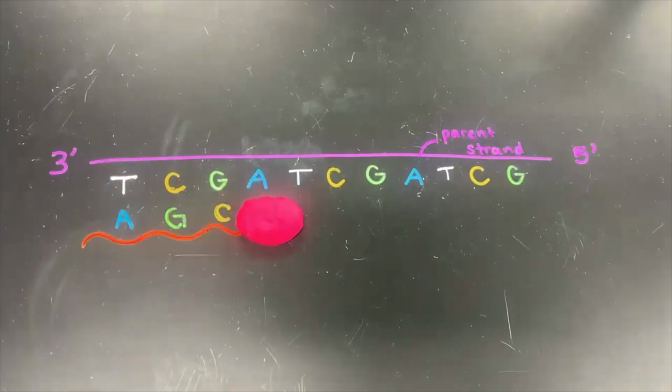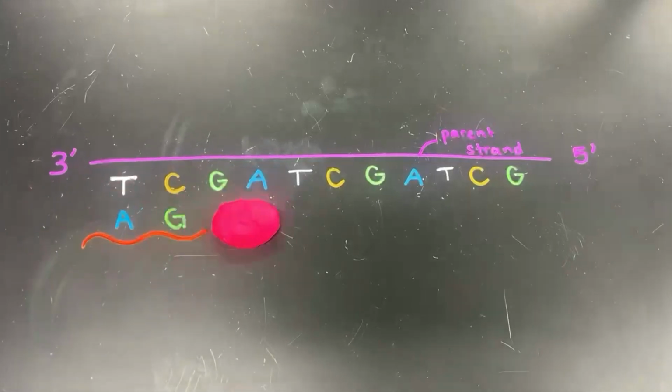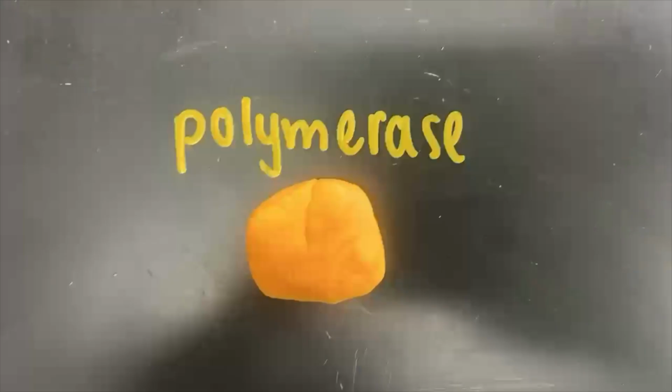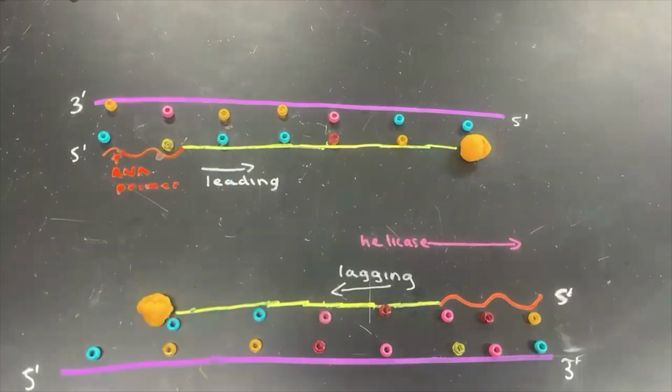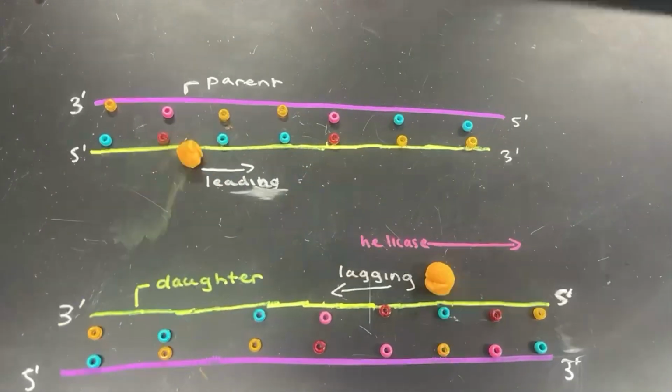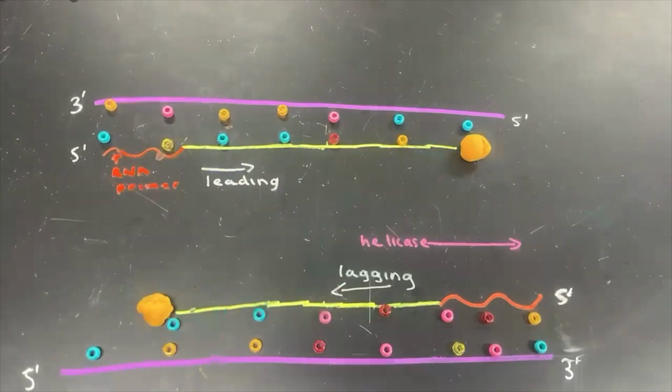Primase starts a complementary RNA chain with a single RNA nucleotide and adds RNA nucleotides one at a time, using the parental DNA strand as a template. The new DNA strand will start from the 3' end of the RNA primer. DNA polymerase begins at the RNA primers and attaches complementary nucleotides to the nucleotides of the original parent strand.